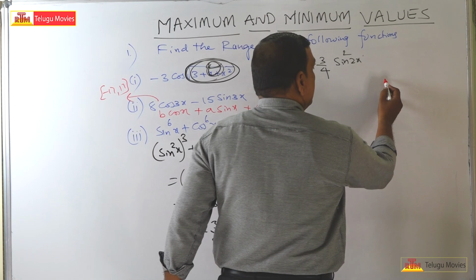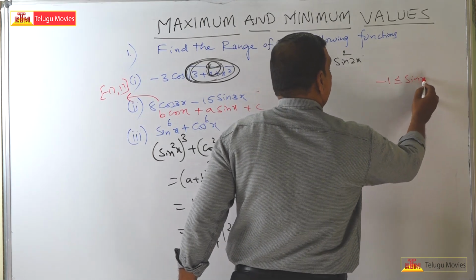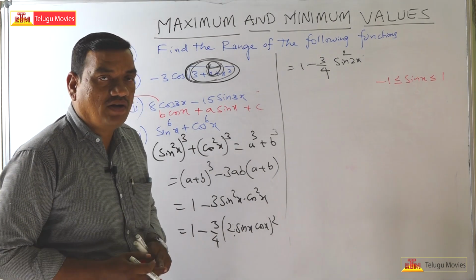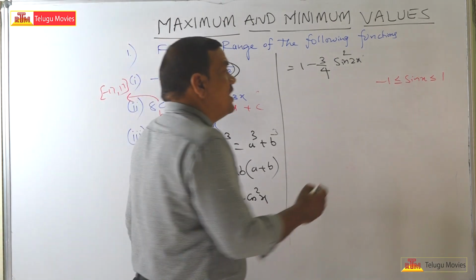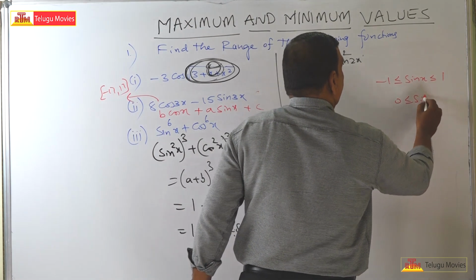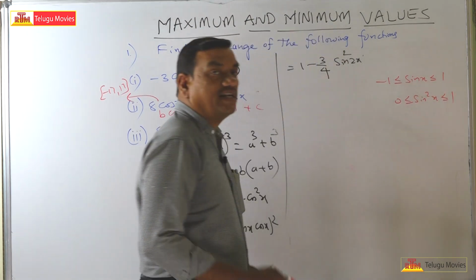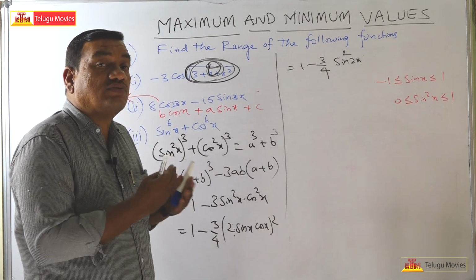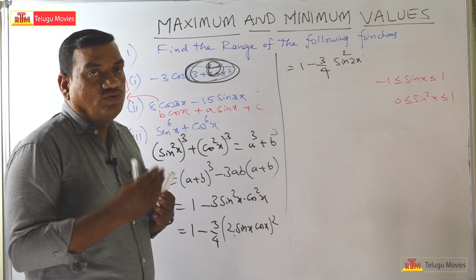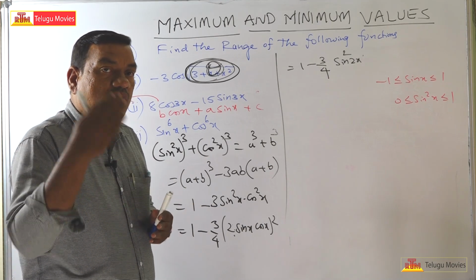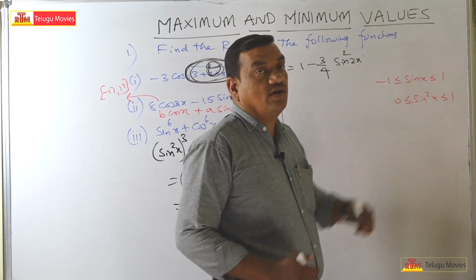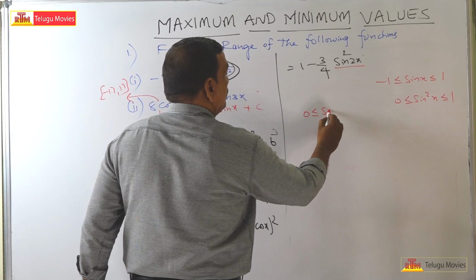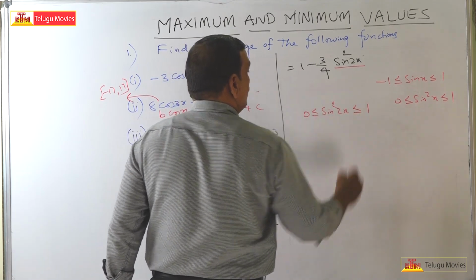See here, we know that minus 1 is less than or equal to sin x, which is less than or equal to 1. That means the sin x value lies between minus 1 and 1. The sin square x value lies between 0 and 1. Why does it lie between 0 and 1? When you are squaring, the values from 0 to minus 1 also become positive, so it is 0 to 1. So coming to here, we can say that 0 is less than or equal to sin square 2x, which is less than or equal to 1.